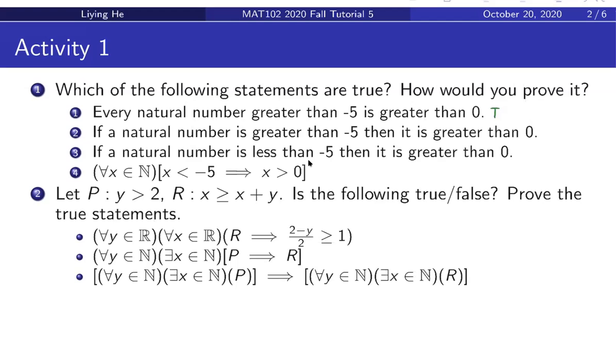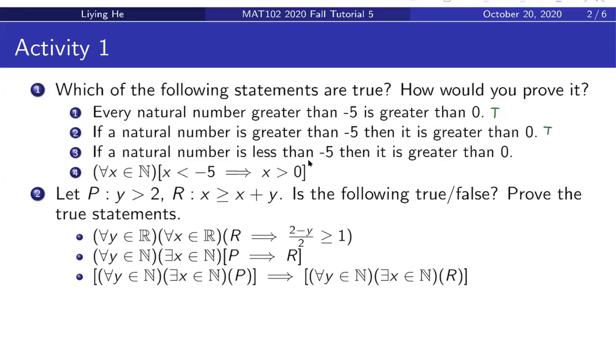Number 2: if a natural number is greater than 95, then it is greater than 0. Is this true or false? True. Okay, this is true as well. Number 3, again, for the same reason: if then, so this is your P, this is your Q. Your P is true because a natural number is always greater than 95. Your Q is true as well since natural numbers are always greater than 0, so it's true. Number 3, is this true or false?